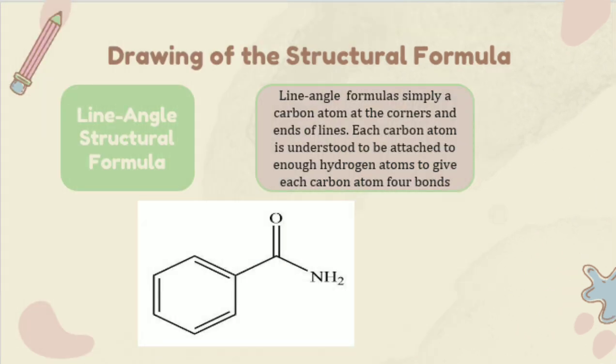And lastly, we have the line angle formulas. It is simply a carbon atom at the corners and end lines. Each carbon atom is understood to be attached to enough hydrogen atoms to give each carbon atom 4 bonds. As you've seen in the picture, the hexagon is designated as the carbon and hydrogen atoms. With that structure, it is understandable that the hydrogen atoms are bonded to the carbon.